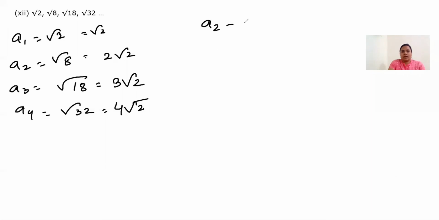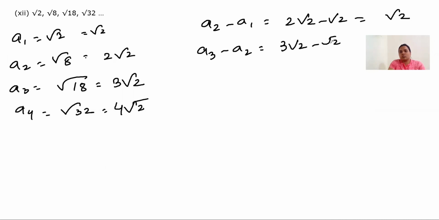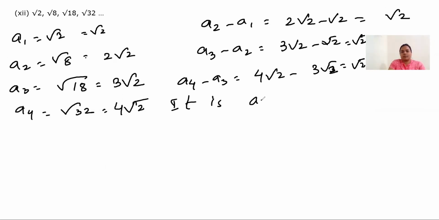So A2 minus A1 is 2 root 2 minus root 2. That is root 2. A3 minus A2 will be 3 root 2 minus root 2. That is root 2. And A4 minus A3 will be 4 root 2 minus 3 root 2. That will be root 2. All the difference is same. It is an AP. And common difference is root 2.